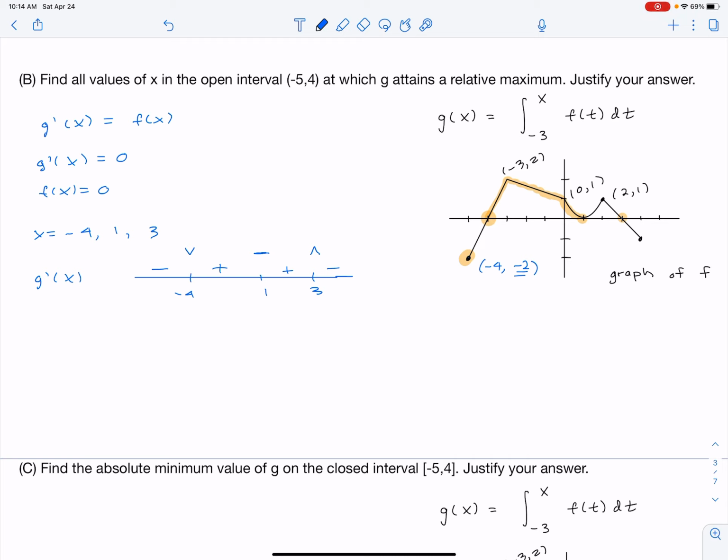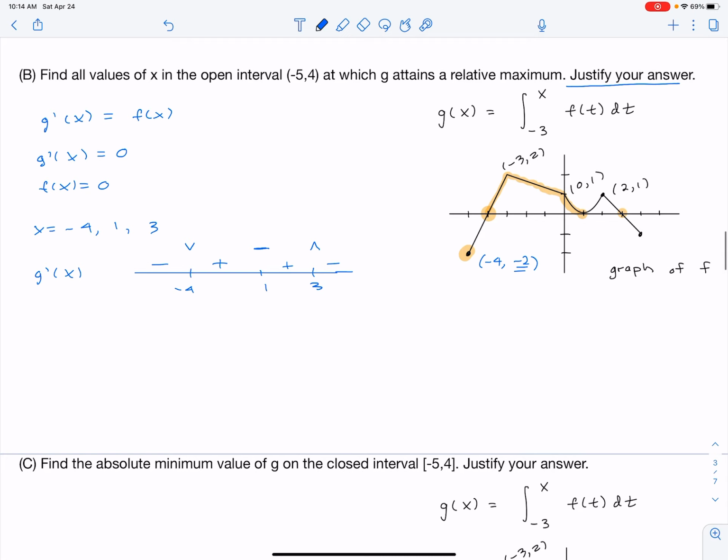Now, notice they asked us to justify it. You cannot justify using a sign chart. While this was really useful to me, it's not a justification. So here's what I'm going to say for my justification. First off, I'm going to state my answer. So I'm going to say when x equals, what was the value? 3. When x equals 3, there is a relative maximum.